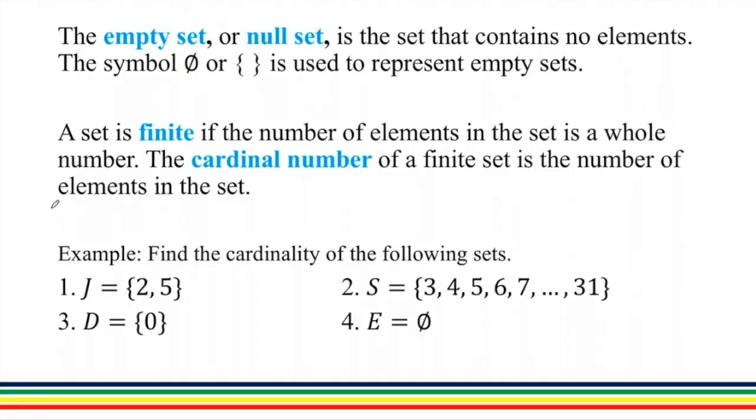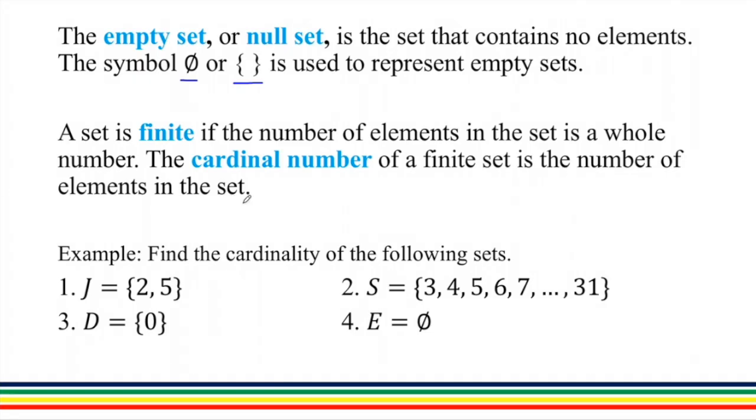An empty set, or what we call a null set, is a set that contains no elements. It can be represented by this symbol or by empty curly braces. A set is finite if the number of elements in the set is a whole number. The cardinal number of a finite set is the number of elements in the set.